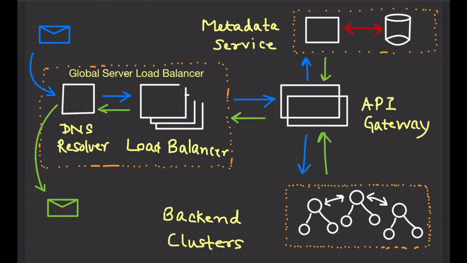And then we have the API gateway over here, which is responsible for things like authentication, authorization, and talking with the metadata service and our backend clusters, right? And also for things like caching and monitoring as well. So that's what the API gateway is responsible for.